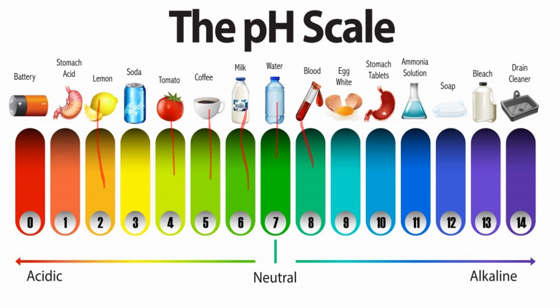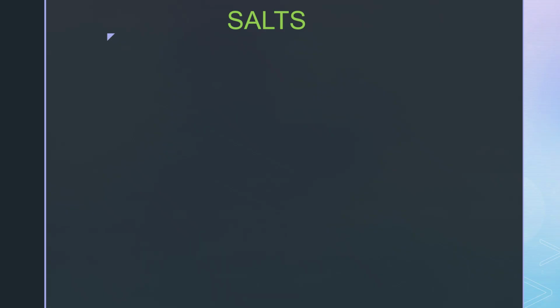Blood is basic, egg white is obviously basic. Stomach tablets, whatever tablets we use whenever we suffer from acidity, are basic in nature and they help us to neutralize the excess acid present in our stomach. Ammonia solution is basic, soap is basic, bleach and drain cleaner all are basic in nature. So kindly make sure that this picture is in your mind whenever you are going to give your science exams.